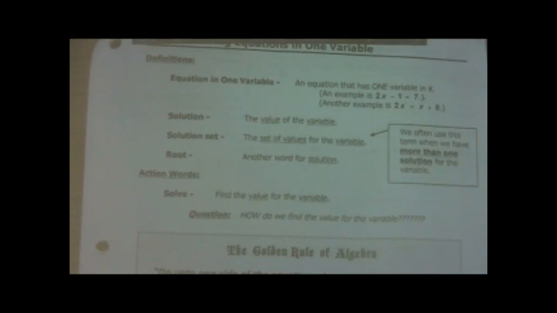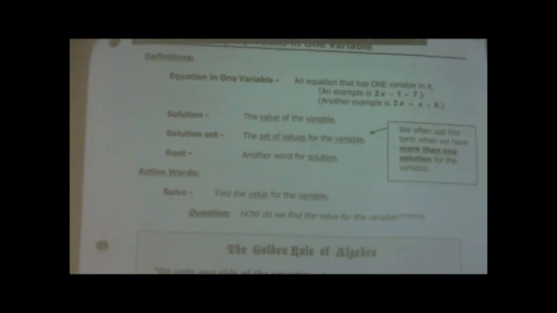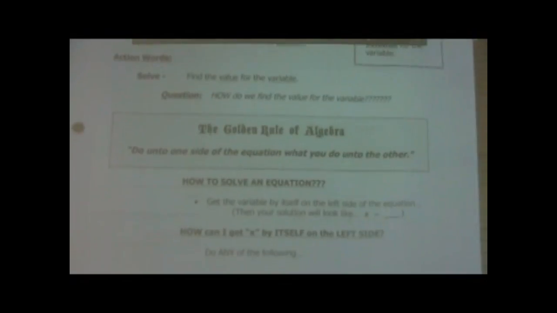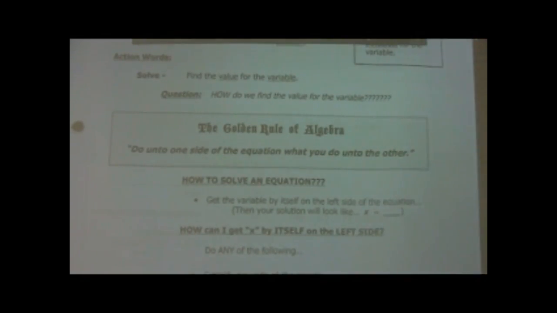Alright? So, how do we do this? We are going to use something called the golden rule of algebra, which you remember from Algebra 1. Do unto one side of the equation what you do unto the other. So in other words, you can add, subtract, multiply, or divide, but you have to do the same thing on both sides of the equation. As long as you do that, you will get an equivalent equation. So in other words, an equation that has the same solution.